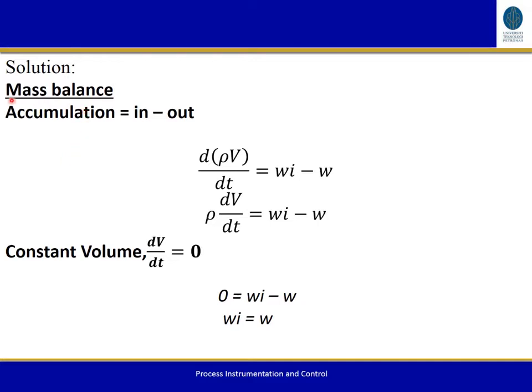Move on to the mass balance. The general term of the mass balance is accumulation equals to in minus out. So we use the differential term as d rho V over dt equals to wi minus w. Since density is constant, we keep the density outside. So dV over dt equals to wi minus w. In the question, they use the term of constant hold-up, which means the constant volume. So dV over dt is assumed to be 0. Thus, wi equals to w.